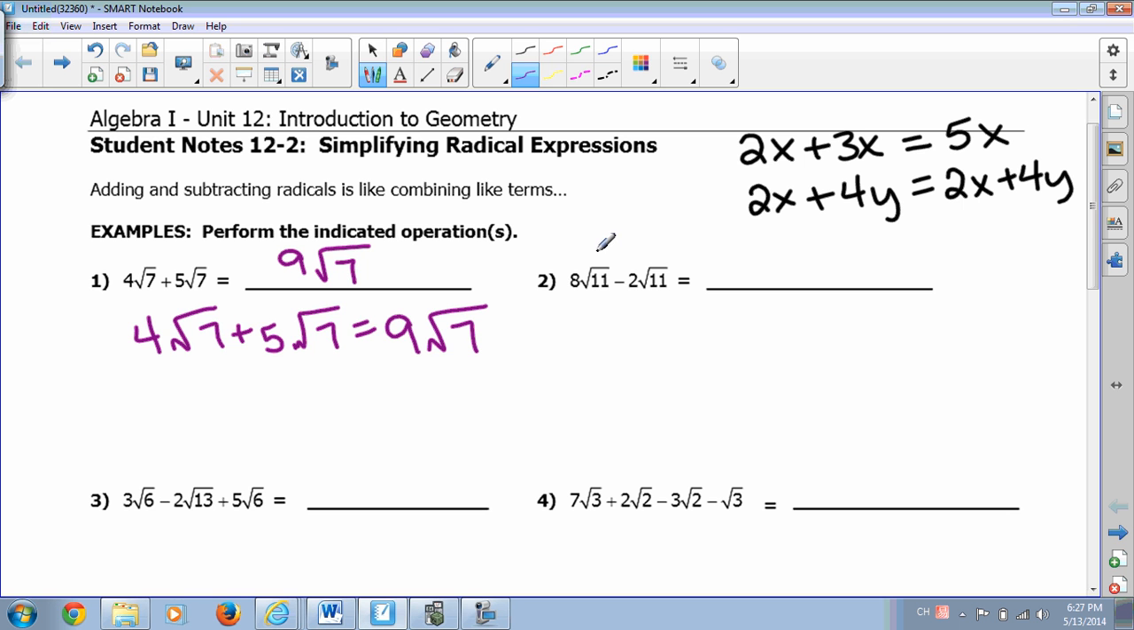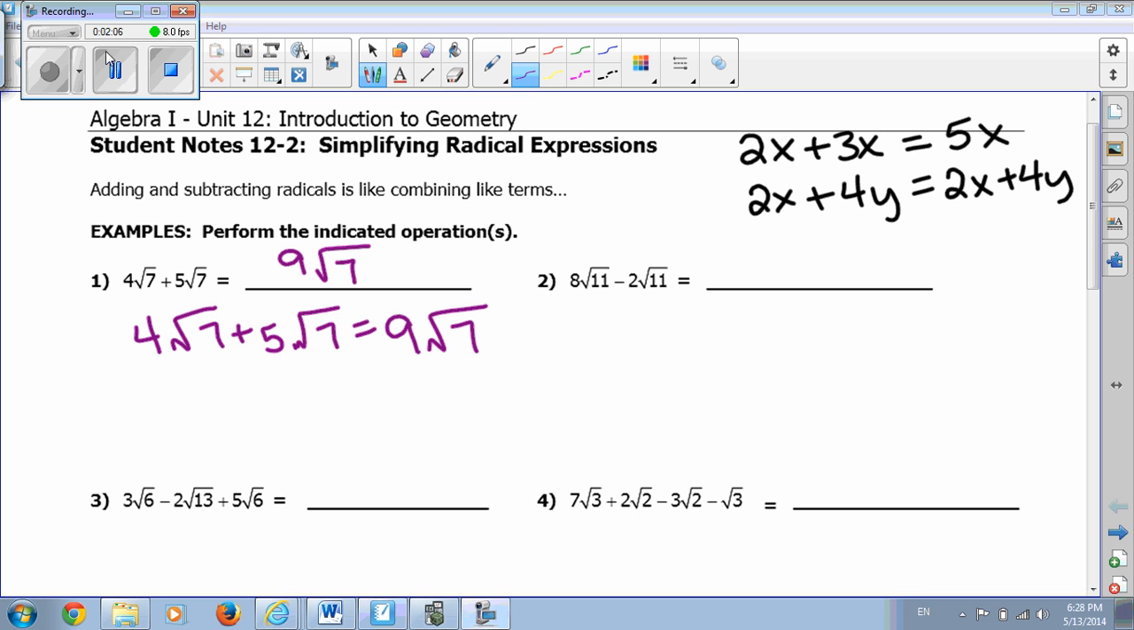Okay, what I'd like for you to do now is, whoever is the substitute in the classroom, please pause this video so that the students can work on number 2 for a few minutes by themselves on their own, and then you can restart the video.